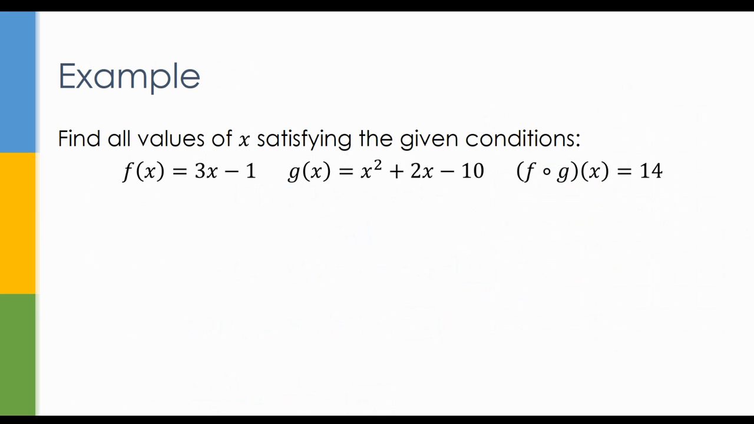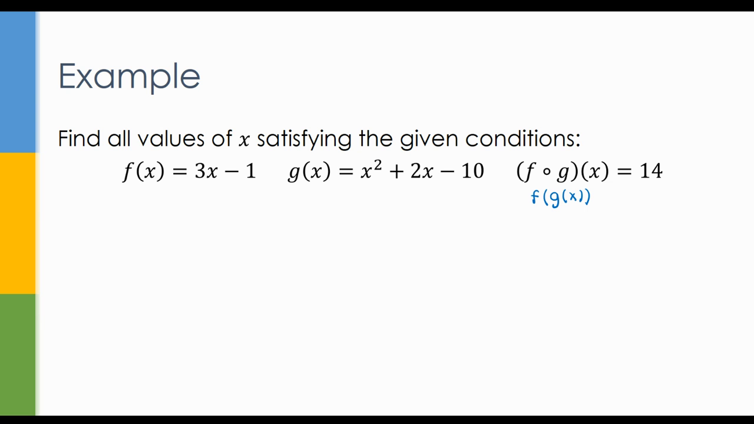All right, so now let's take a look at this example. It says find all values of x satisfying the given equations. So we are dealing with f of x equals 3x minus 1, g of x equals x squared plus 2x minus 10, and they're telling us that the composition equals 14. So we want to find x. Well, the last part here, this composition, because the g is second, that means that it is going to be substituted into the f of x function.